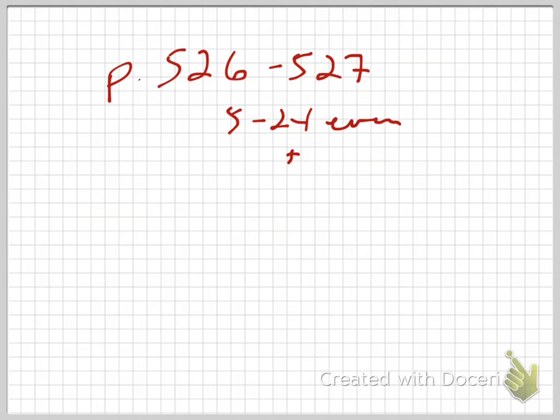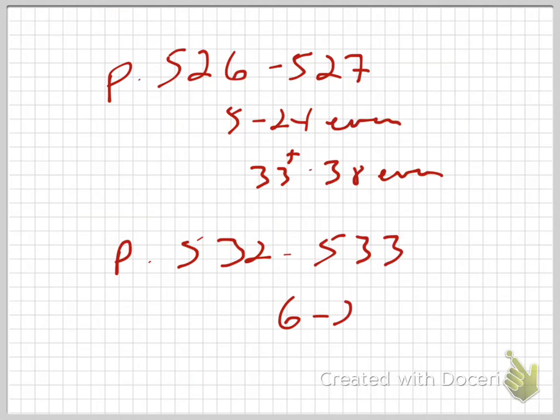Okay. This is what you have. You have page, it's double, 526 to 527, 5 through 24 even, plus 33 to 38 even. Listen, how long should this take you? For real, like a few minutes, right? And then also page 532 to 533, 6 to 22 even, plus 31 to 36 even. Again, it should not take you very long if you'll just think poker chips.